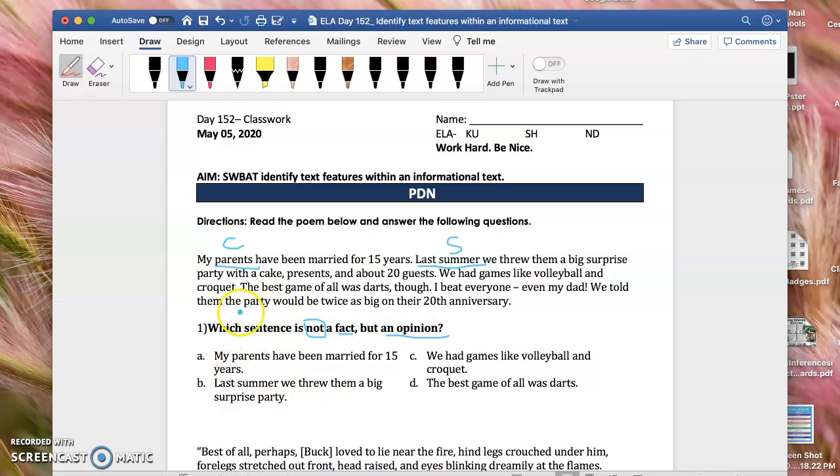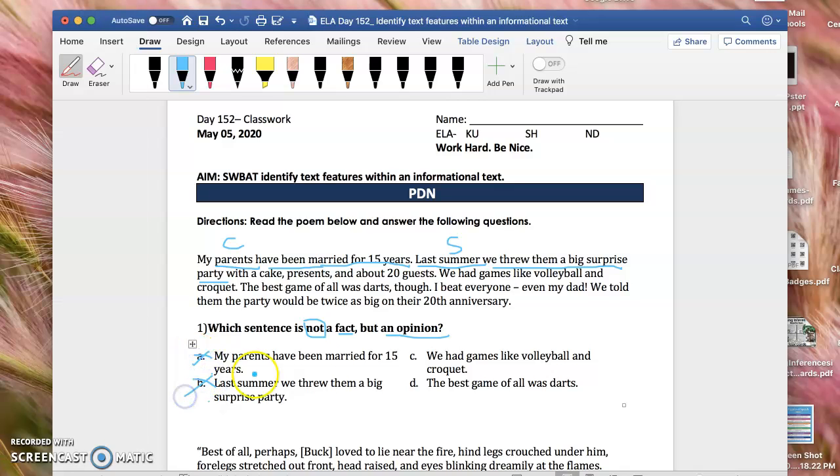So let's read through here. The fact would be what the author presented in the text. A, my parents have been married for 15 years. This is a fact because it says it right here in the first sentence of the first paragraph. So we can eliminate A because that's a fact. B, last summer we threw them a big surprise party. That's a fact as well because this is the second sentence. So we know that A and B are incorrect because those are both facts.